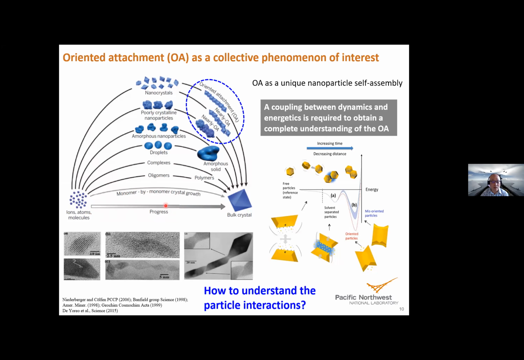However, recently, around 2000, many groups have found that that's not the only pathway. Another pathway is, first, ions, atoms and molecules form nanocrystals. Then those nanocrystals aggregate or self-assemble, which they called oriented attachment. They call it oriented attachment because they keep maintaining the same crystallographic phase.